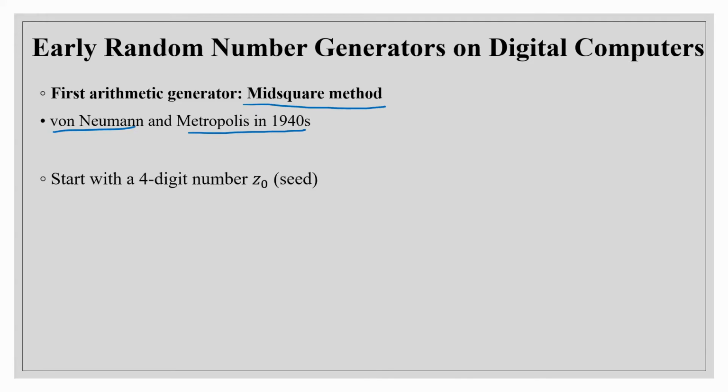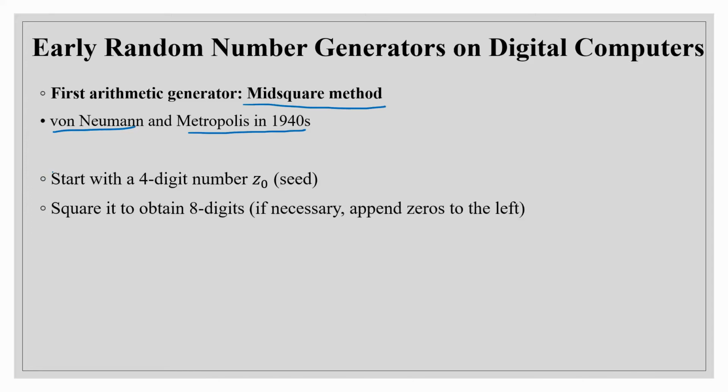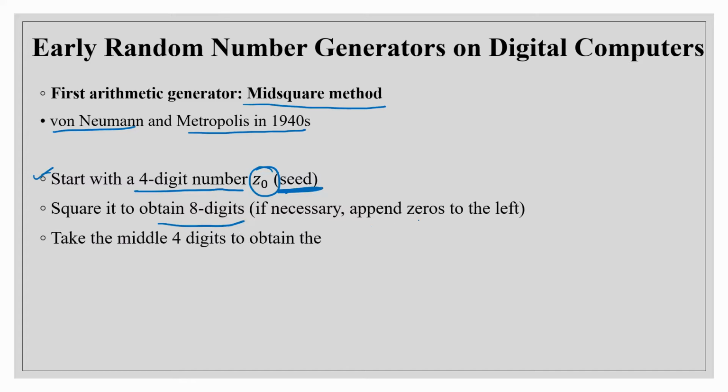If we talk about the algorithm, first we need to start with a 4-digit number and we call it a seed. It depends upon your requirement. You can start with even a 2-digit or 8-digit number, but I am telling you the algorithm for a 4-digit number. Suppose you start with a 4-digit number z0, the seed. If you square it, you will obtain an 8-digit number. Now we have to take the middle 4 digits.